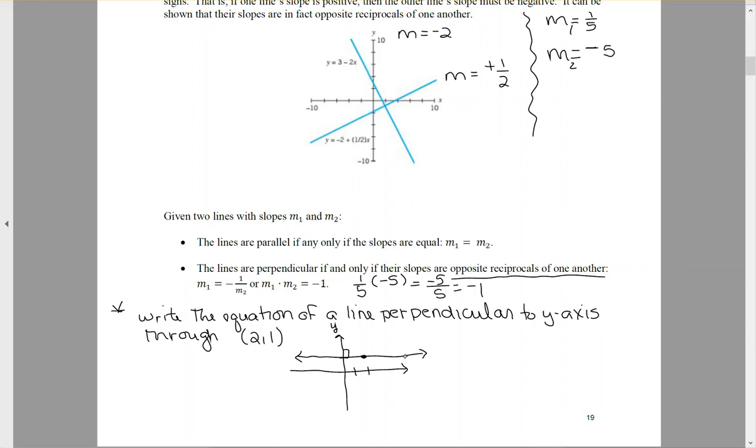So the equation of this line, it is a horizontal line. It only crosses the y-axis at, and then our point is 1. So the equation is simply y equals 1. And we don't have to do much more to it.